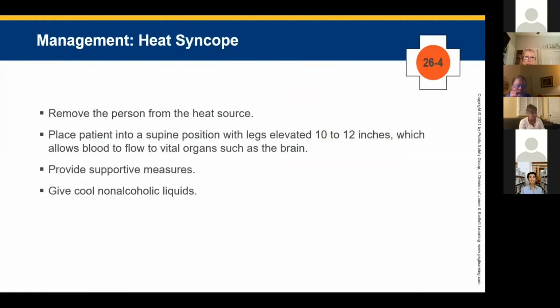Okay, so heat syncope: remove the patient from the heat source. Patient is in supine position with the legs elevated. Why? The legs are elevated 10 to 12 inches. Why is that so? To keep the blood going to the core. And what else? The brain.